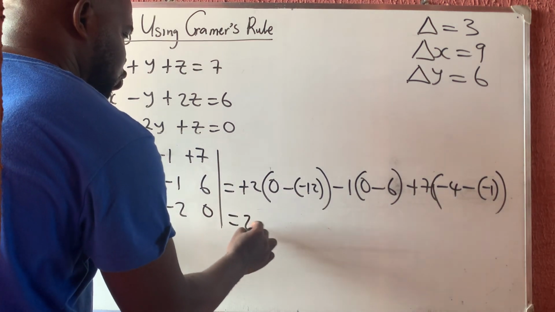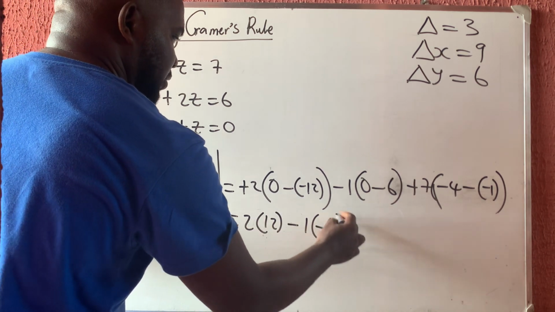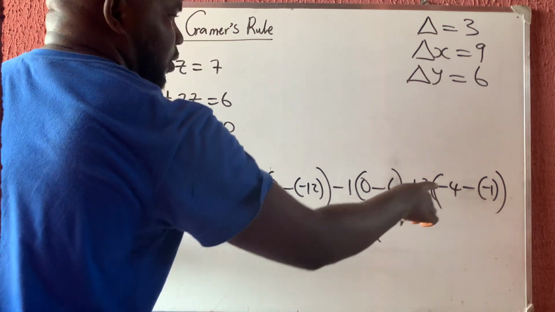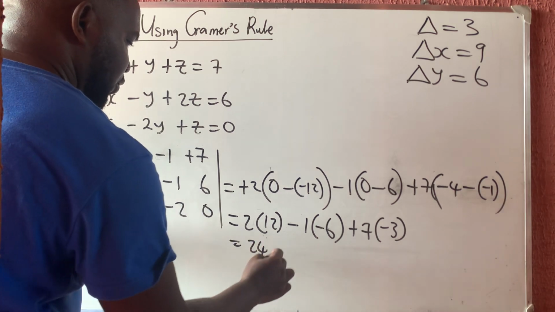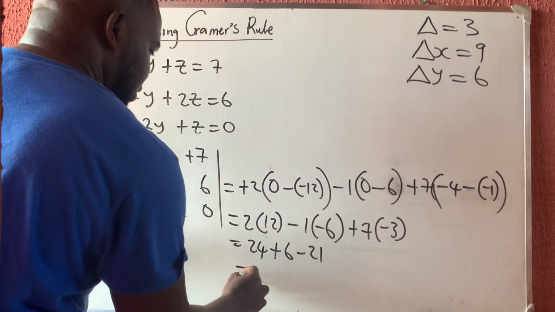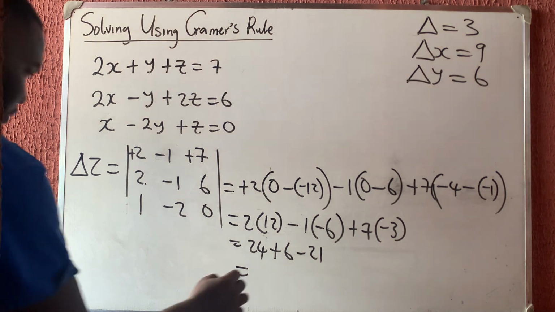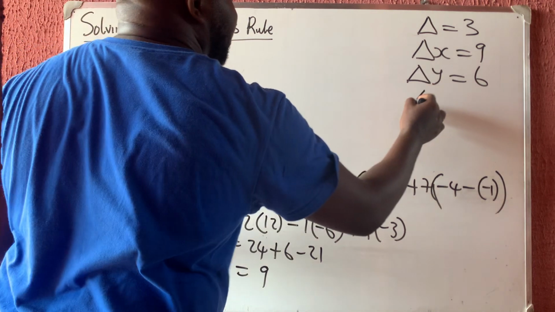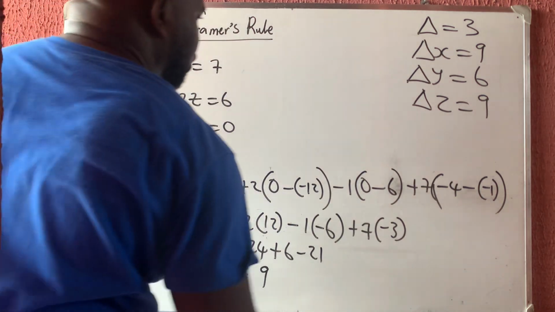Okay, so this is now 2 into 12, minus 1 into minus 6, then plus 7 into 3 minus 3. Okay, so now this is 24 plus 6, then 21 minus 21. So this is what? 24 minus 21, then plus 6. Okay, 24 minus 21 plus 6 to give us 9. So I'm having 9 here. Okay, so which means we have gotten our change in z to be what? 9. Okay, so automatically we are done.